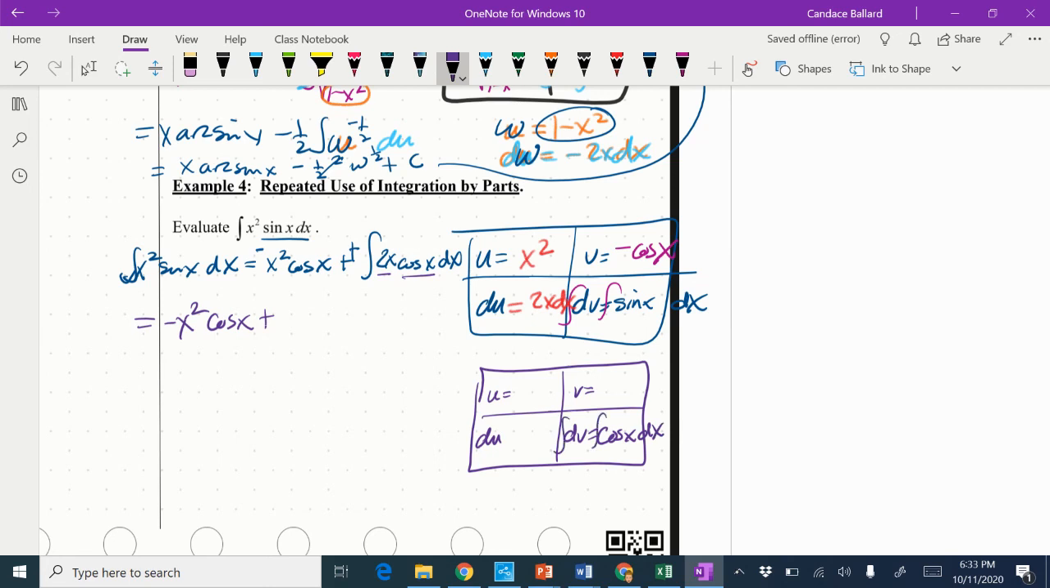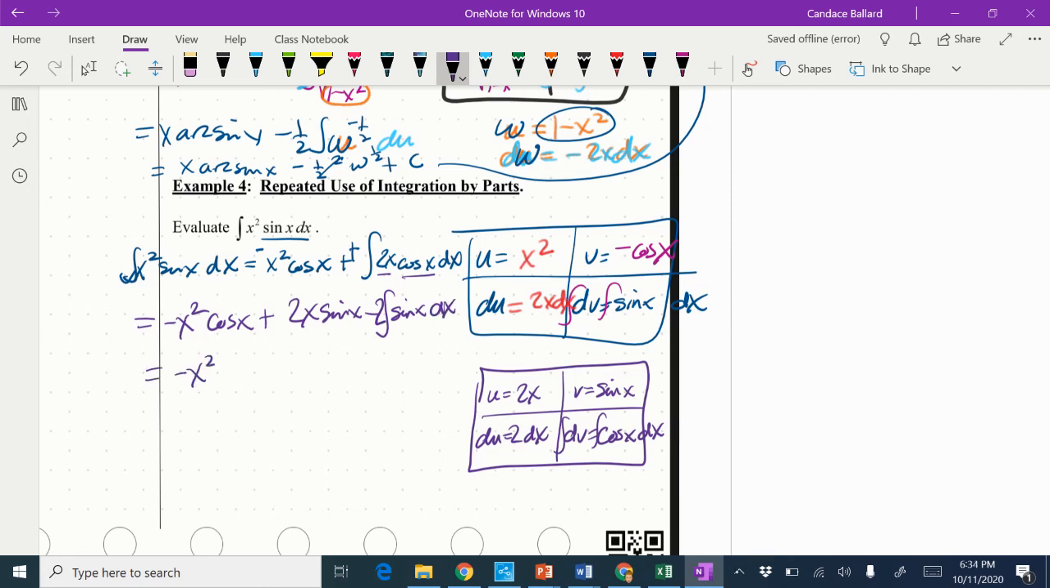I'm going to integrate both sides. When I integrate cosine, I get sine x. So that means that 2x is the u and 2 dx is the du. All right, so here we go. We're going to have u, which is 2x, v, which is sine x, minus the integral of v, sine x, times du, which is 2 dx.